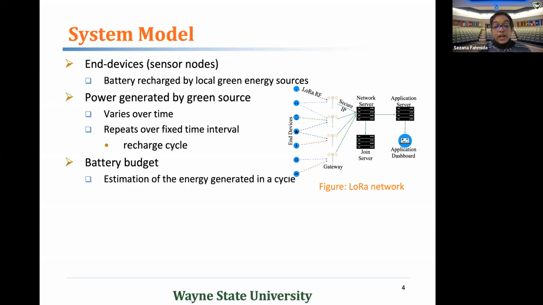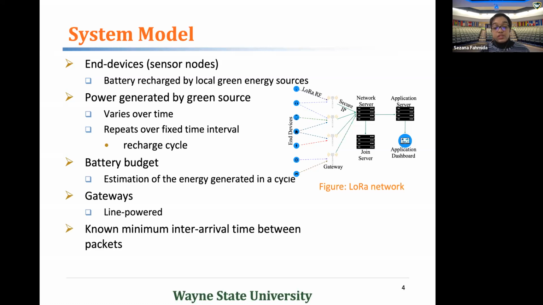Now, we assume that the network server or the gateway can estimate the amount of energy generated in its recharge cycle, and we call this the battery budget for each node. The gateways in our model are line powered, and we also assume that there is a known minimum inter-arrival time between the packets generated at the devices. We assume that the location of the nodes in the network are known to the gateway via some localization methods.